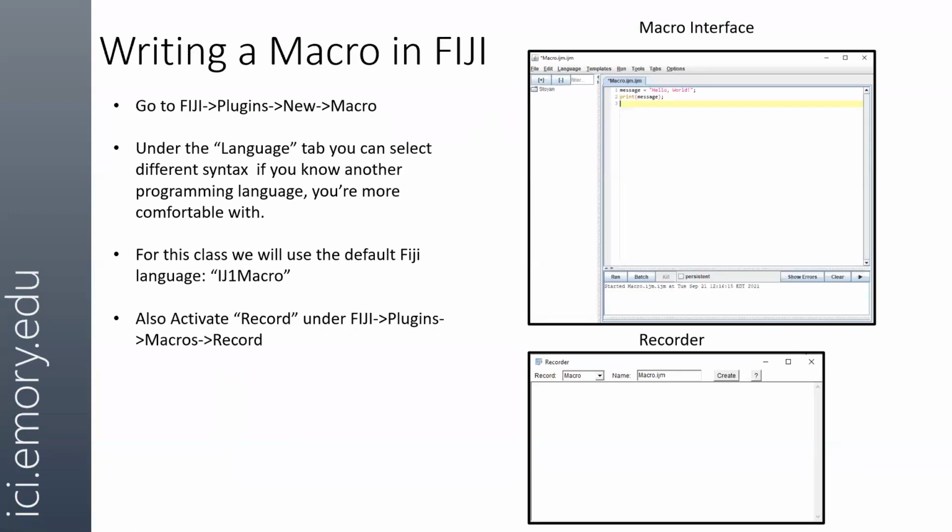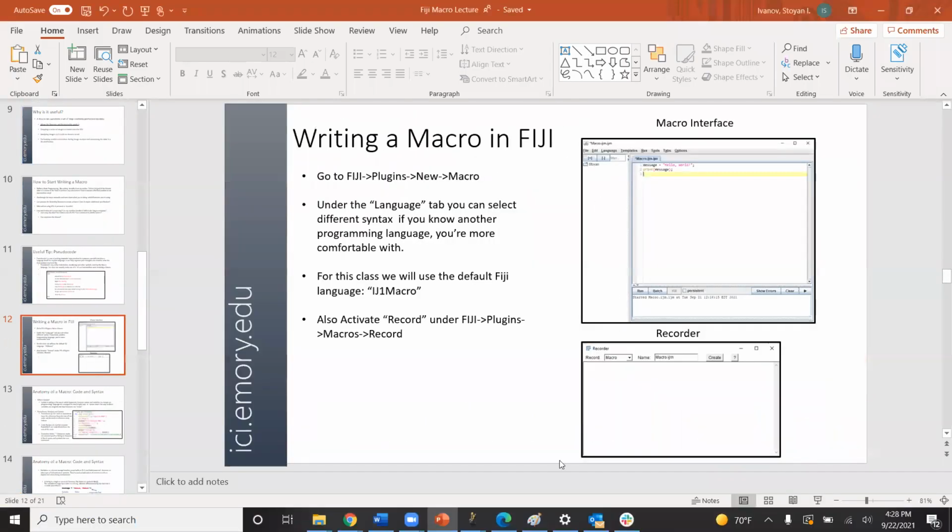To write a macro in Fiji, Fiji actually has an environment that's pretty good for that. You would open up your macro window. If you go to Fiji, under Plugins, New Macro will open up that window you see. So actually, let's try and do that now.